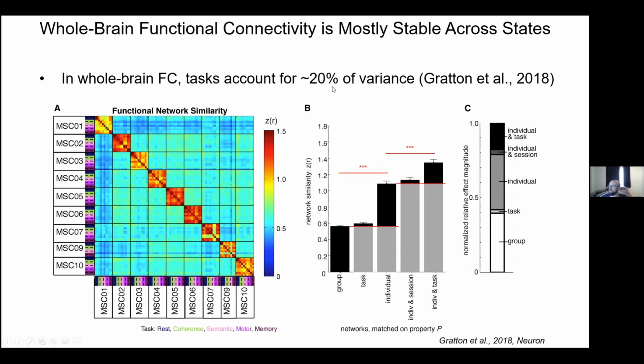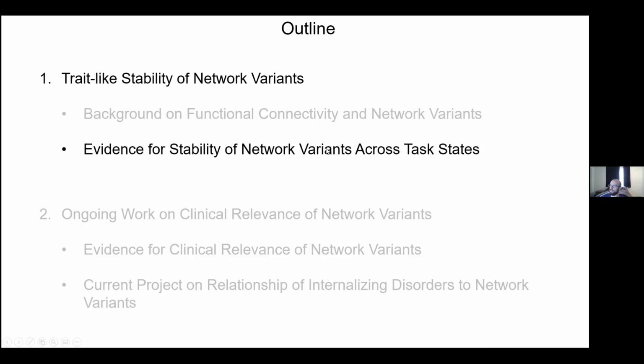So we wanted to investigate if that would be true for network variance, or if network variance would show additional state effects that aren't typically seen in the whole brain. So I'm going to stop here and ask if anybody has any questions so far on the background or about network variance so far.